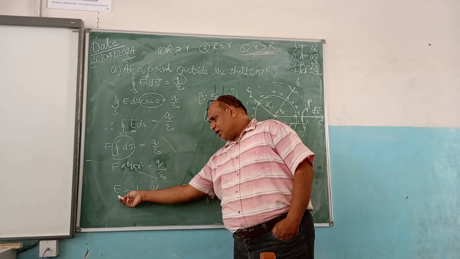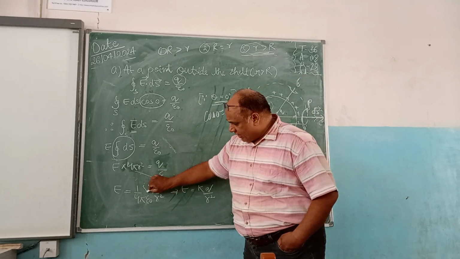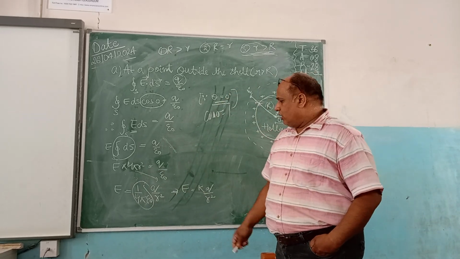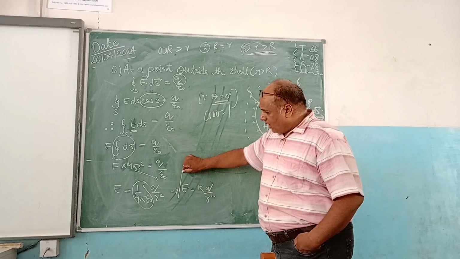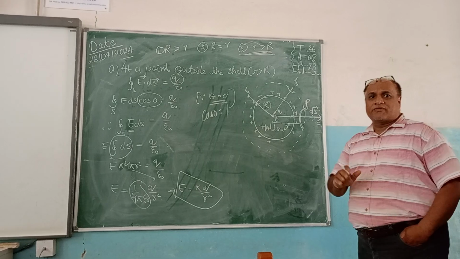Taking it downward, E is equal to 1 upon 4 pi epsilon naught, q upon r square, or this can be written with k constant, that is E is equal to kq upon r square. This is the electric field intensity outside the spherical shell.